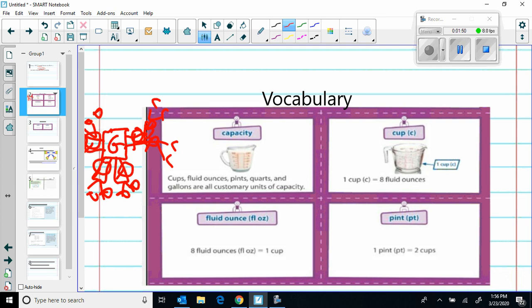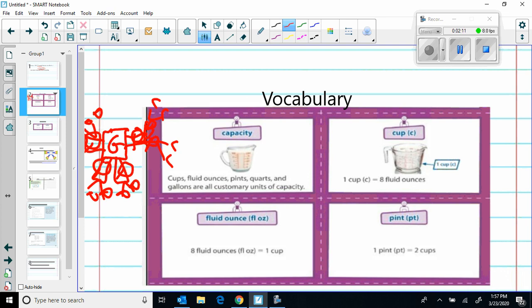So a cup, you need to know that 1 cup is equal to 8 fluid ounces. Guys, this is super important, especially with cooking and baking. You need to know that 1 cup is 8 fluid ounces. It may just say you need 8 fluid ounces on a recipe, so it's important that you know that means 1 cup. 8 fluid ounces are equal to 1 cup.